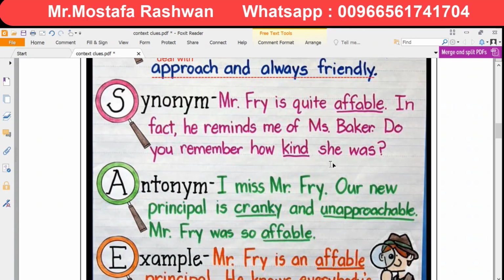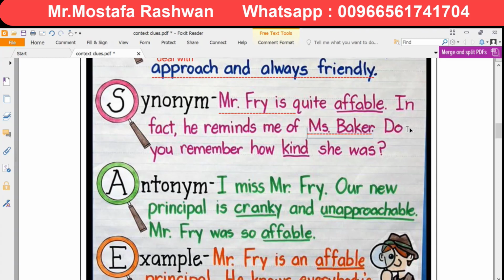So here, which technique did he use? The synonym technique, right? The word that has the same meaning as affable here is what? It's underlined: kind. So we can judge here that Mr. Fry is kind, similar to Miss Baker, as she is kind too.